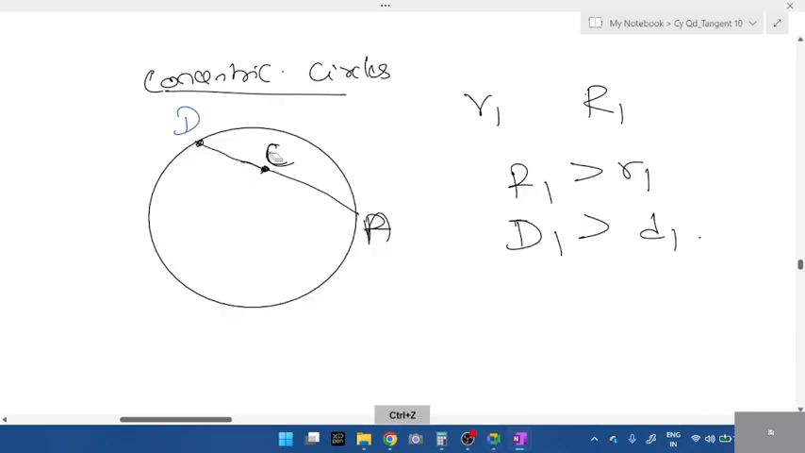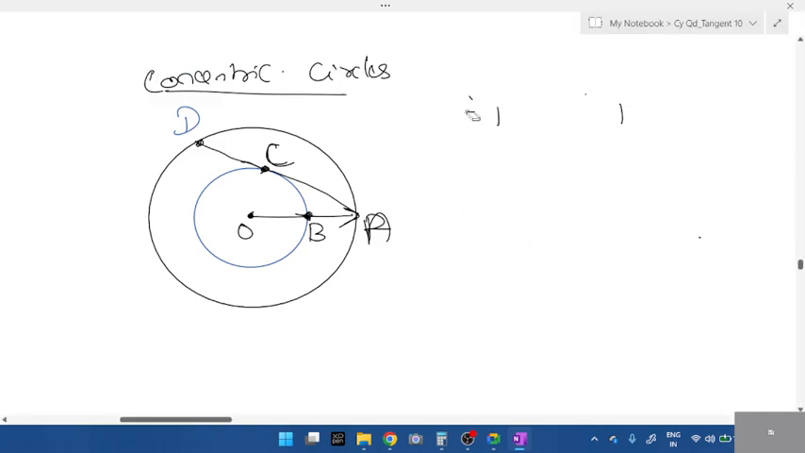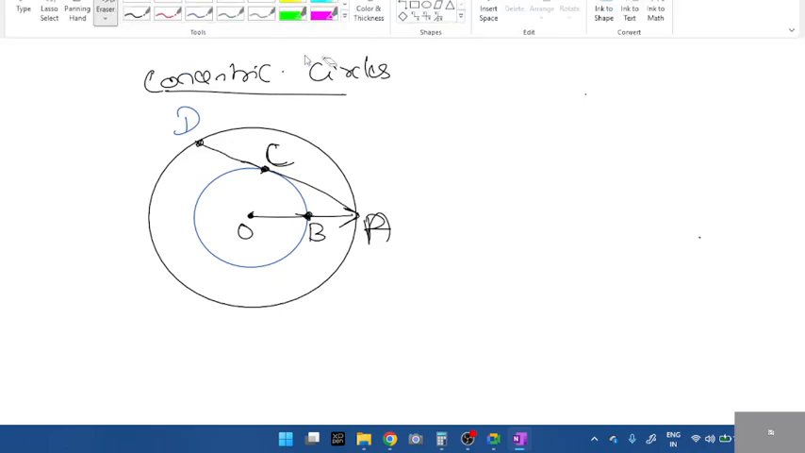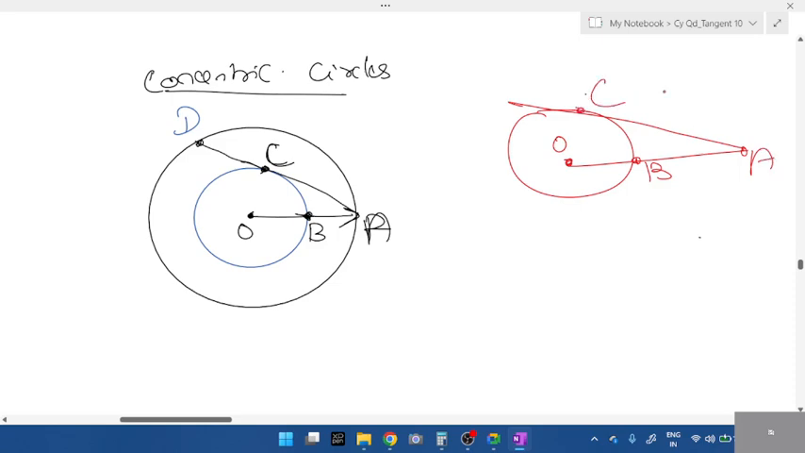This is a chord. Let me draw back. So for the smaller circle, what is that AC? It's a tangent. So we use the tangent concept. Remember tangent? And what about this OB and A, students? For the smaller circle, isn't it a secant? It's a secant, right? So don't get confused. The concept is the same. For secant, what's the formula we use here?